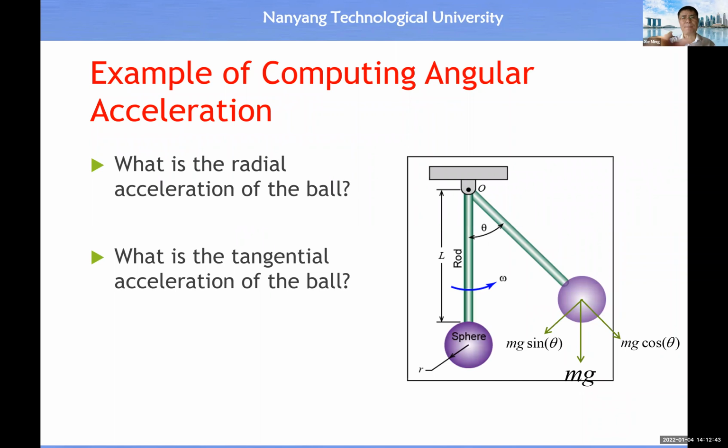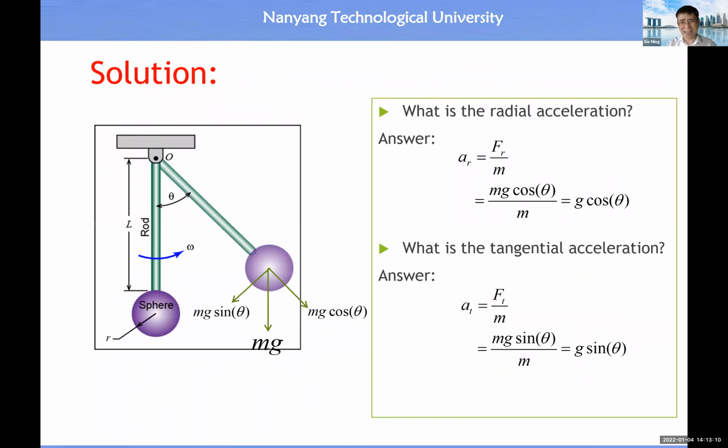And here is just a simple example. Let's say we have a ball connected to a rod, and the rod is constrained to this joint. So then the ball can undergo motion along the circular path. Let's say at this point in time, we know this angle theta. Now at this point in time, what should be the radial acceleration? What should be the tangential acceleration? It's quite a simple example.